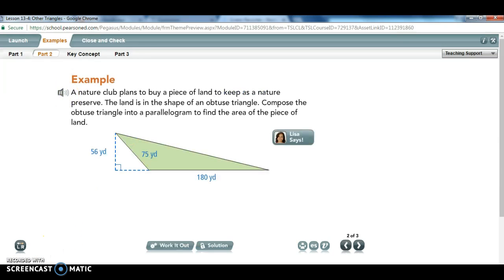A nature club plans to buy a piece of land to keep as a nature preserve. The land is in the shape of an obtuse triangle. Compose the obtuse triangle into a parallelogram to find the area of the piece of land.